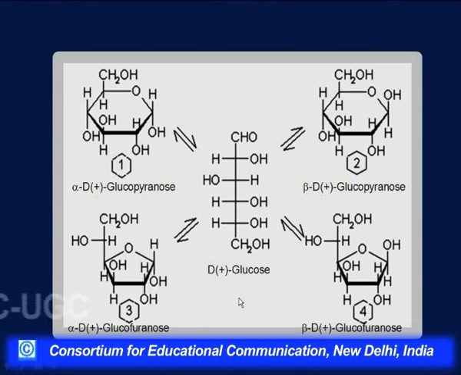When we dissolve glucose in water, it will be a mixture of all these forms. But when we have a solid state and we crystallize from a particular solvent, we may have one particular structure out of these.